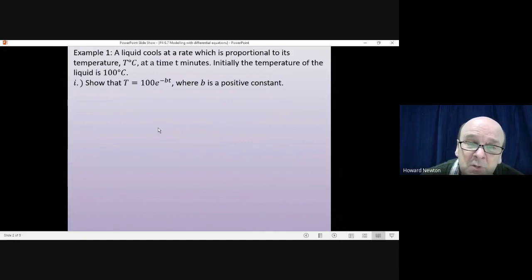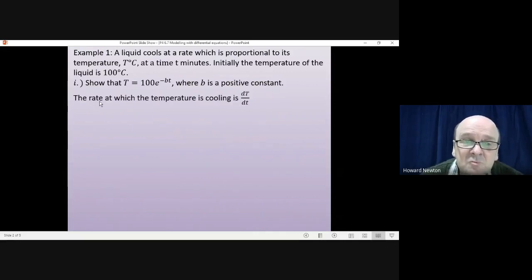The way we do it on this question is consider what they're telling us. What they're telling us is the rate at which the temperature of this liquid is cooling. The rate at which the temperature is cooling will be dT by dt, where the big T is the temperature and the small t is the time. You'd need to know that that's what the differential means. So dT by dt is the rate of change of big T with respect to small t. So it's the rate at which the temperature is cooling.